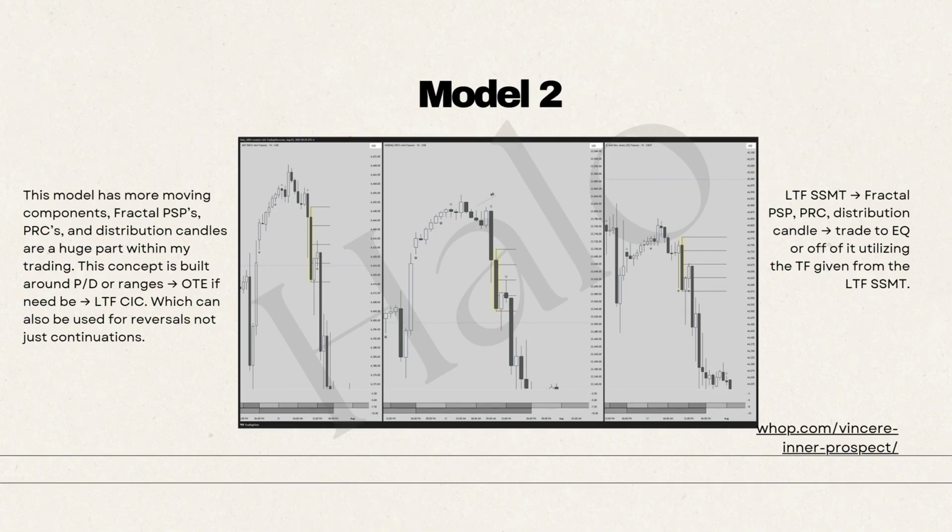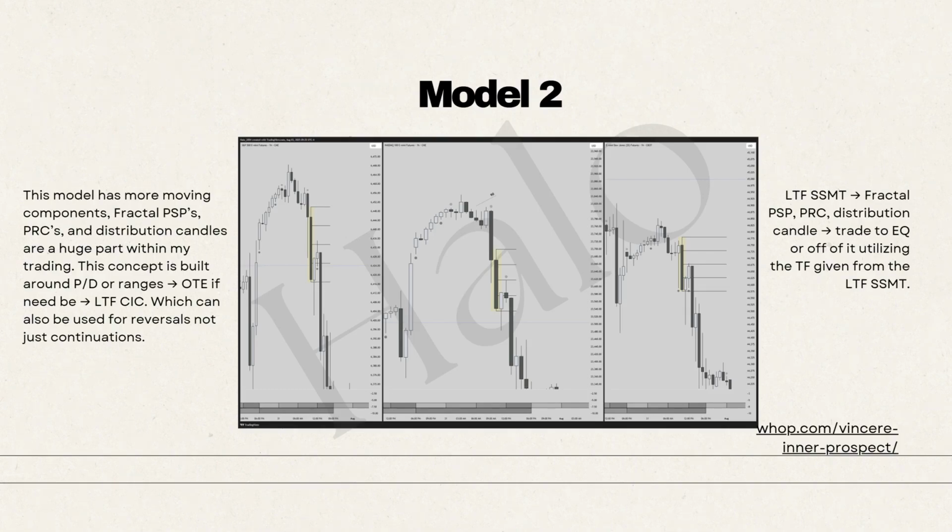Fractal PSPs, PRCs, distribution candles are a huge part within my trading. This concept is built around premium and discount of ranges, optimal trade entry if need be, and lower time frame cracking correlations, all right? Which can also be used not only for continuations, but also for reversals as well, complete reversals. So if you know when to look for reversals and use fractal PSPs as a reference point, it's going to be golden.